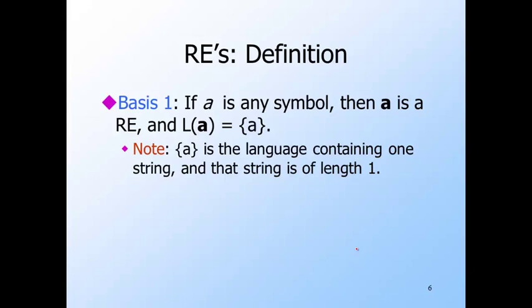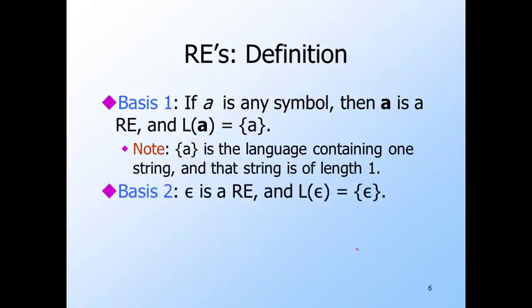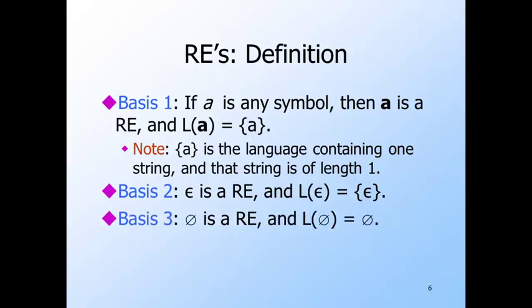By the way, in order to distinguish A as a symbol or string from A as a regular expression, we usually make the regular expression boldface, but context should help you to distinguish strings, symbols, and regular expressions anyway. The second part of the basis is the symbol epsilon. This is a regular expression, and its language is the language that has one string. That string is the empty string. And the third part of the basis is the empty set symbol. This is a regular expression, and its language is the empty language.